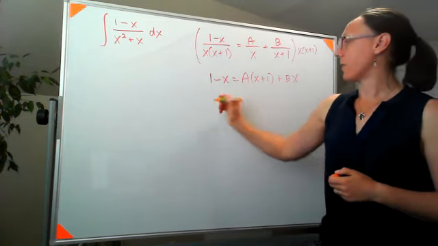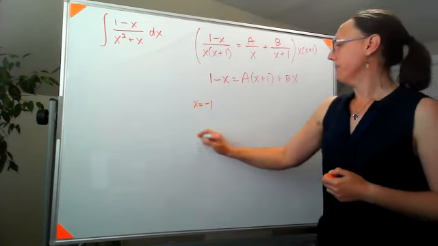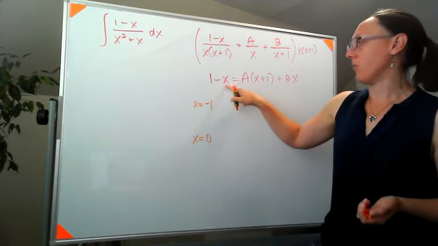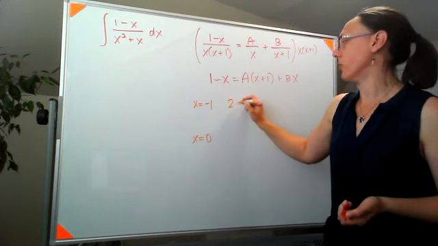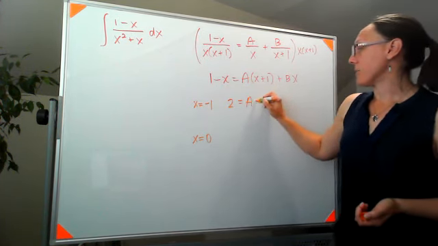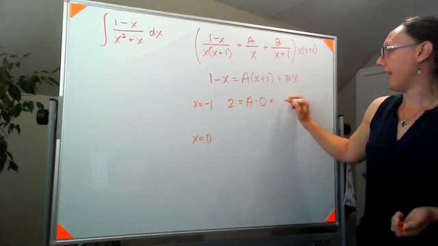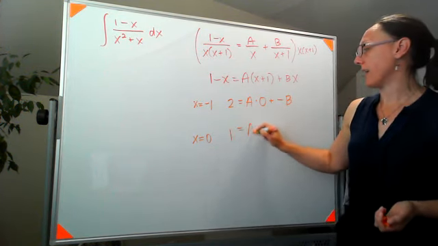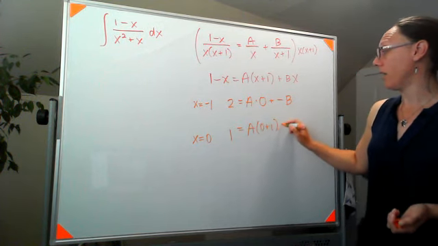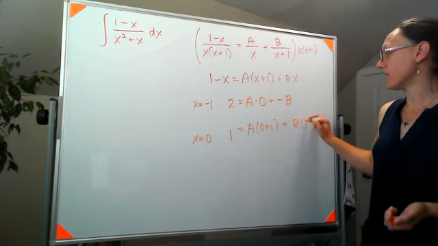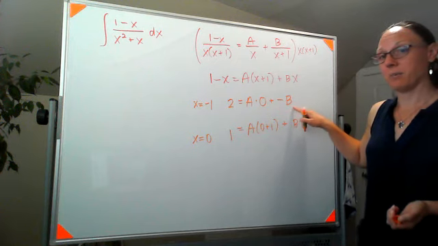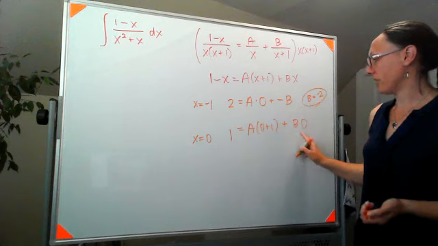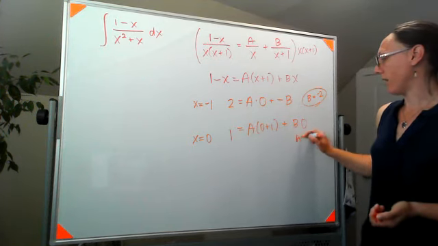So my nice numbers here would be x equals -1 or x equals 0. Well, if I plug in -1, 1 minus -1 would be 2. That'll be a times 0, and I'll get -b. And when we plug in 0, I'll have 1 is equal to a times 0 plus 1 plus b times 0. So that top equation is telling me that b must be -2. And the bottom equation is saying that a is going to be 1.